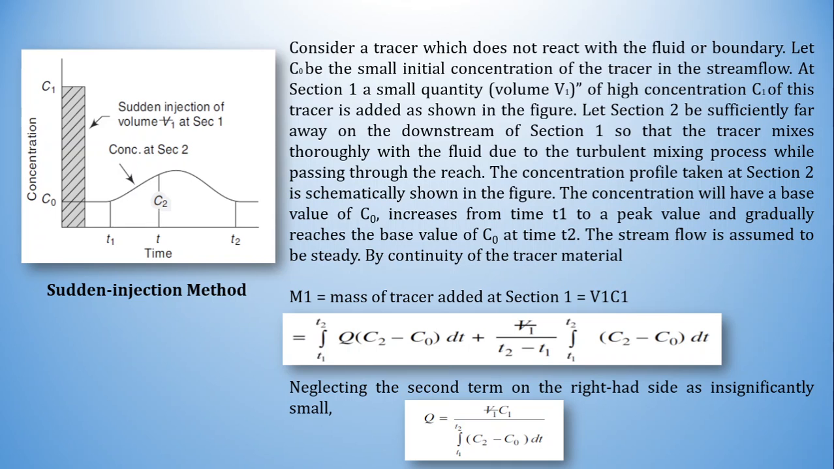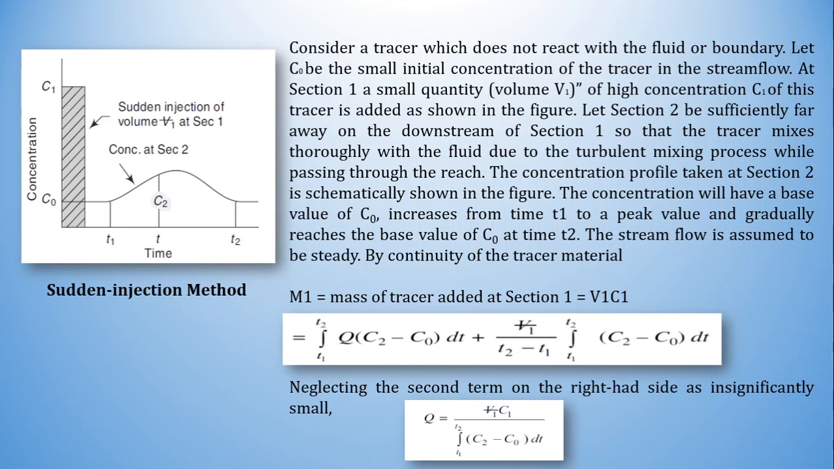The concentration will have a base value of C0, increase from time t1 to a peak value, and gradually reach the base value of C0 at time t2. The stream flow is assumed to be steady. By continuity of the tracer material, M1 is equal to the mass of the tracer added at section 1, which is equal to V1 into C1, where V1 is the volume and C1 is the initial concentration.